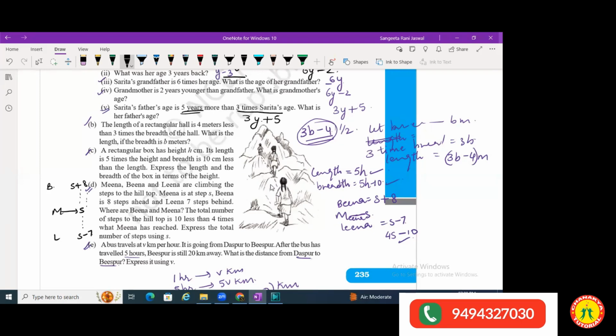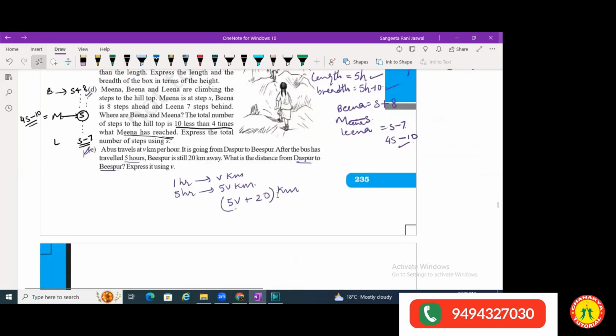Where are Beena and Leena? The total number of steps to the hilltop is 10 less than 4 times what Meena has reached. Meena has reached S. So total steps are 4S, 4 times where Meena has reached, and 10 less: 4S minus 10. Beena has reached S plus 8. Leena has reached S minus 7. Understood? Okay, now see the next question.